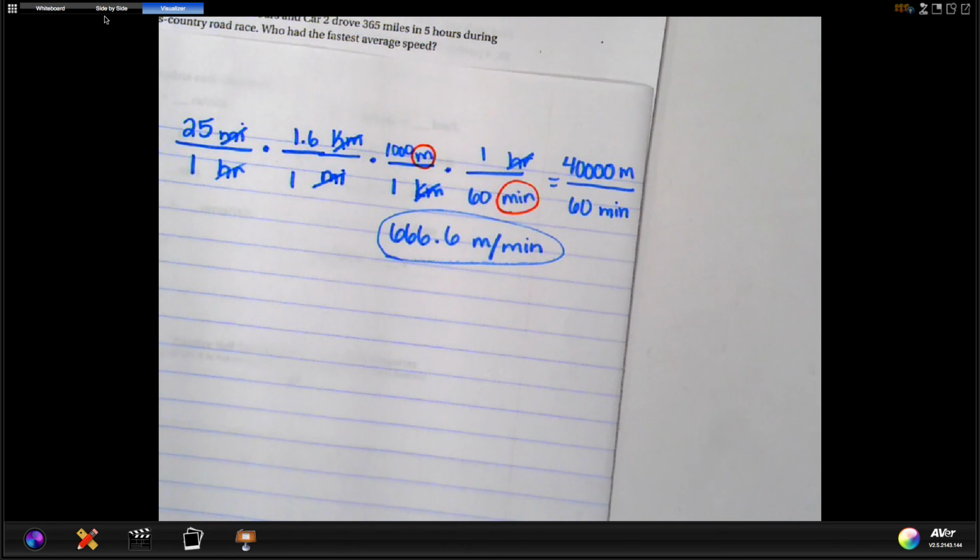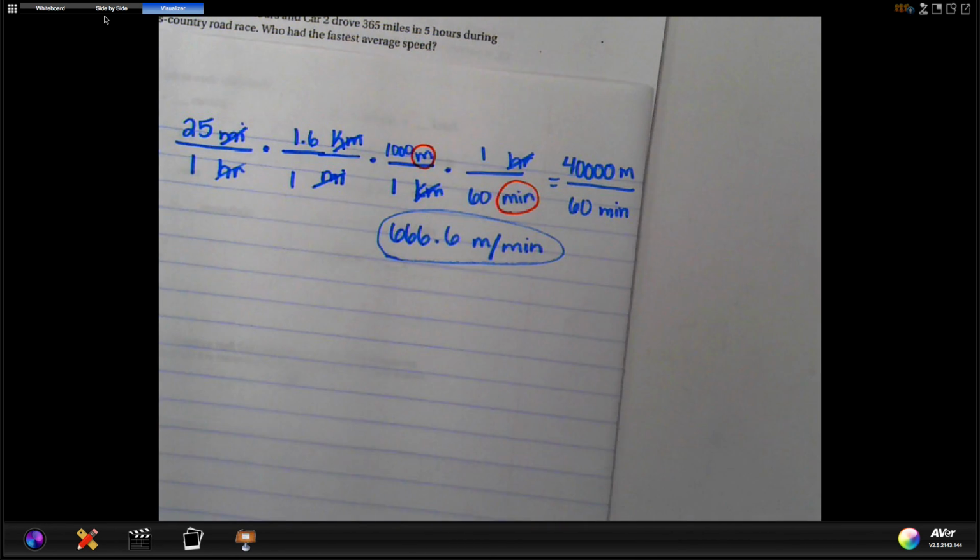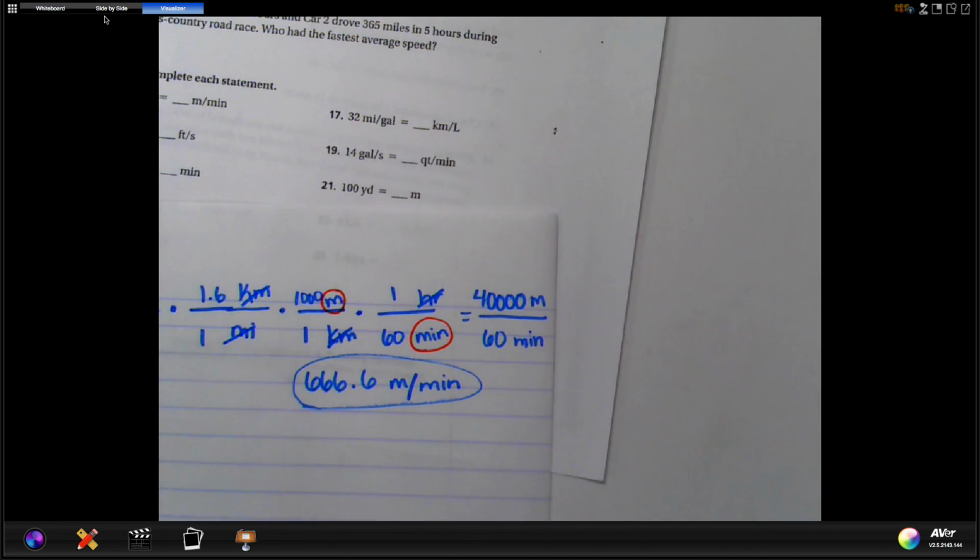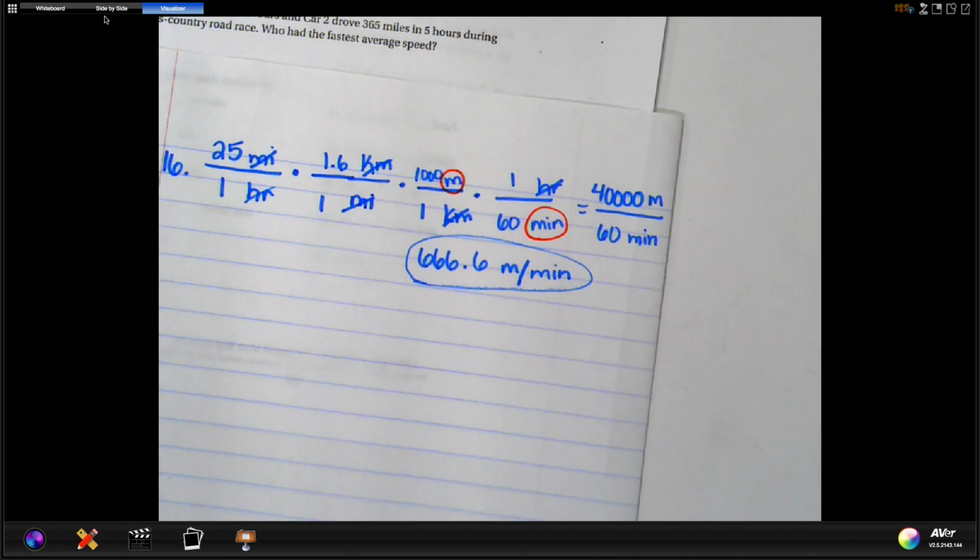But if you round to the nearest tenth, it would be 666.7. I'm asking, does it say round to the nearest tenth? It doesn't, but you could. You kind of assume round to the nearest tenth if it's not stated.